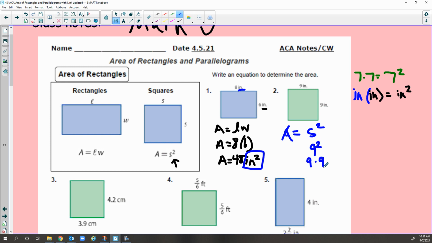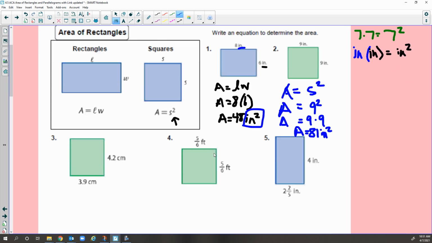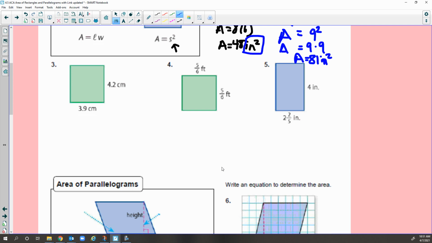So the area equals length times width works for both rectangles and squares. The square just has this other one, side squared, that's a little fancier, but it does the exact same thing. So our area for this one would be area equals 81 inches squared, because we're taking inches times inches once again. The other examples work the exact same way, so I'm just going to skip those to keep this video nice and short and sweet for you.